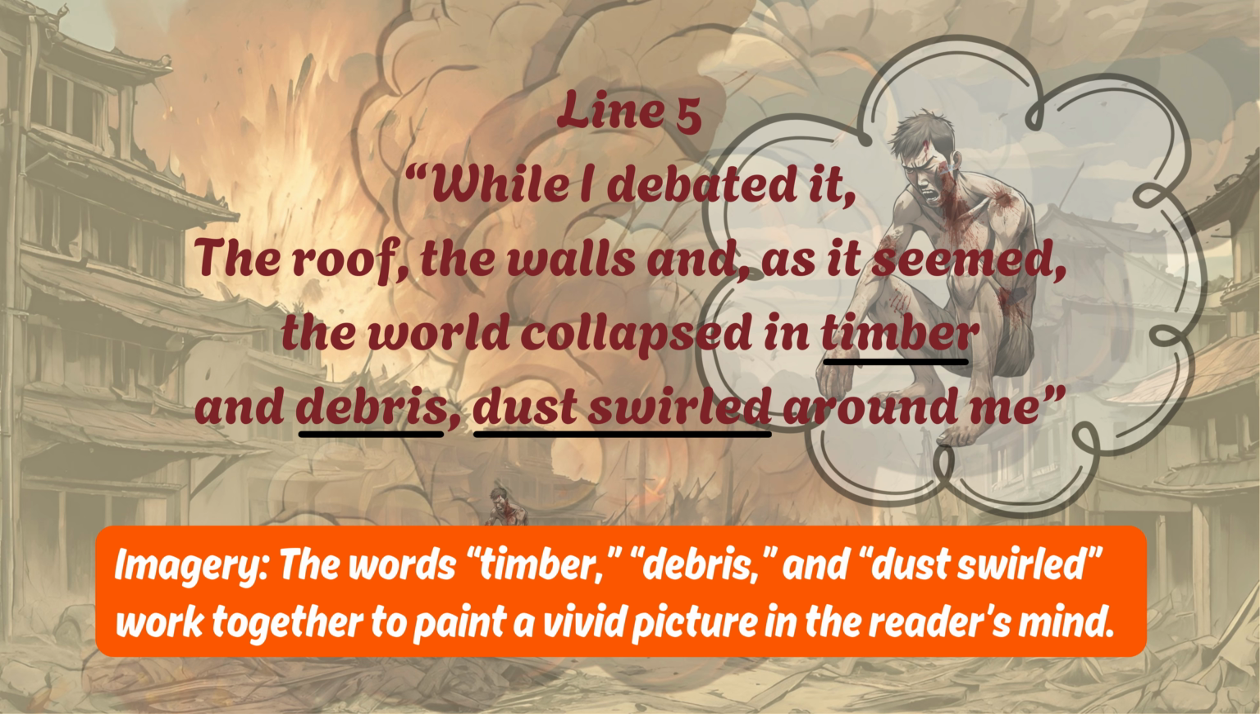So, this part of the phrase, "the world collapsed in timber and debris, dust swirled around me," is an example of imagery. The words "timber," "debris" and "dust swirled" work together to paint a vivid picture in the reader's mind. The image of wood breaking apart, rubble flying through the air and dust swirling around creates a sensory experience for the reader, therefore making them feel like they are right in the middle of the destruction. It appeals to the sense of sight and touch, bringing the scene to life.